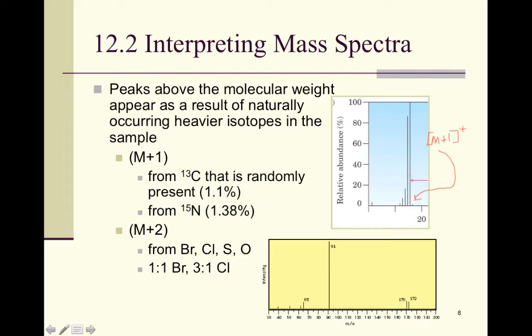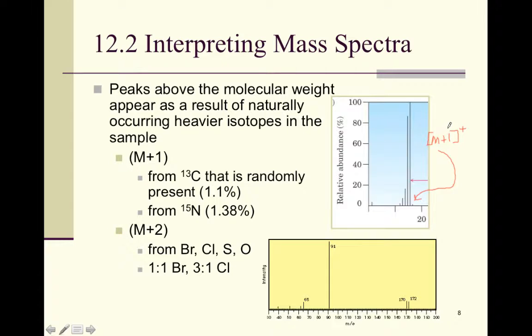Interpreting mass spectra. Peaks above the molecular weight appear as a result of naturally occurring heavier isotopes in the sample. In the spectra here, I took the one from the methane before and cut it off, just looking at this piece here. Take a look at just one above the parent peak. Remember, this was the parent peak here. Just one above it, we have this little tiny line right here.